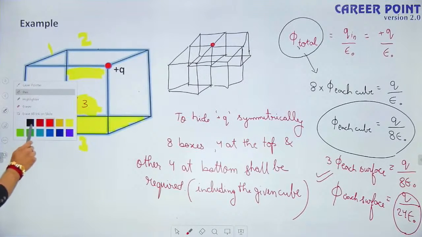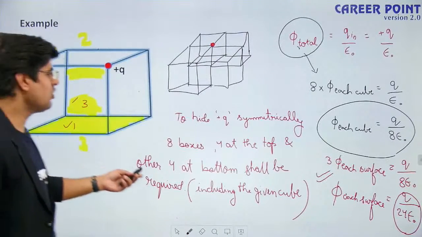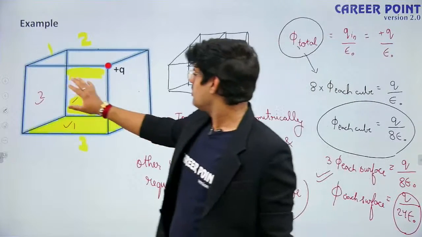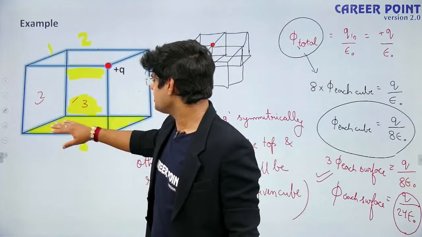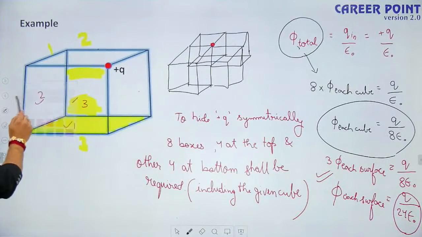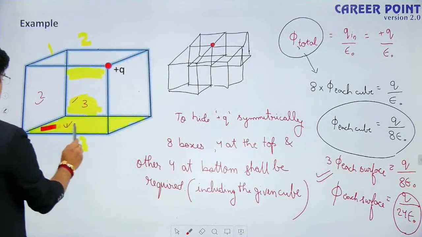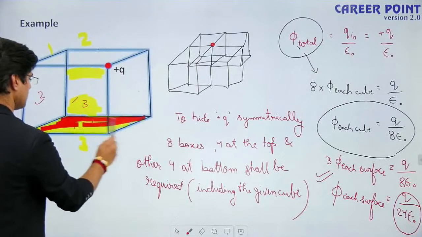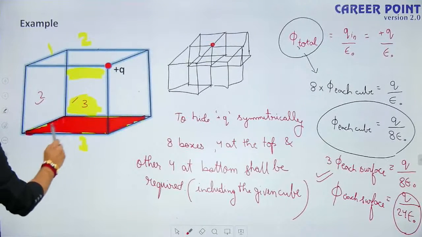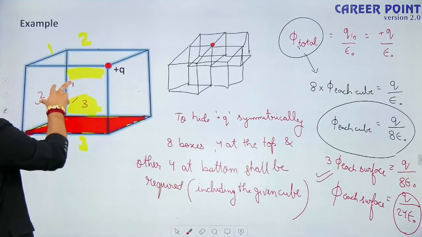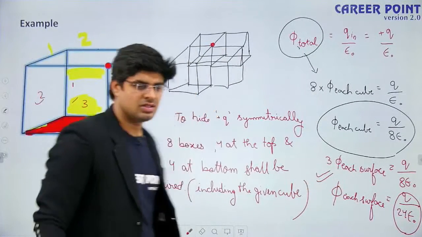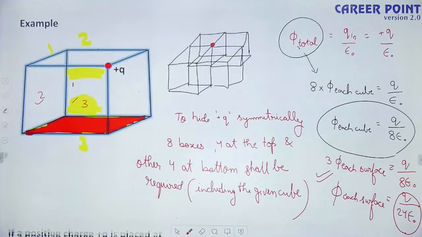Okay, so this is how we are supposed to find flux passing through any of the shaded surfaces like this. Suppose if this was my shaded surface, then flux passing through this one and the other two, this one, shall be same. So that's what we have calculated. So let's move on to next possibility.